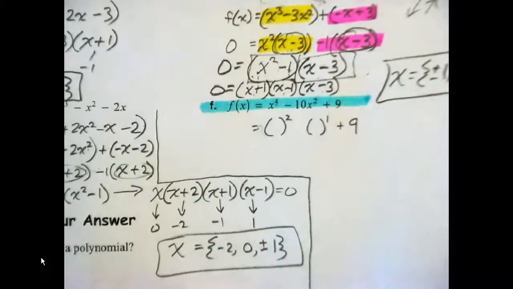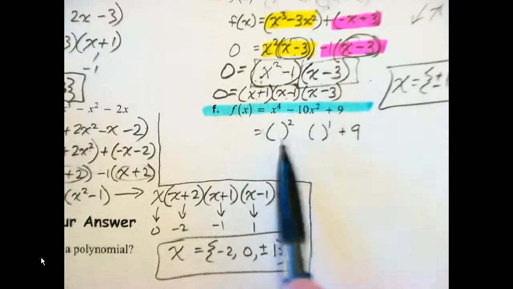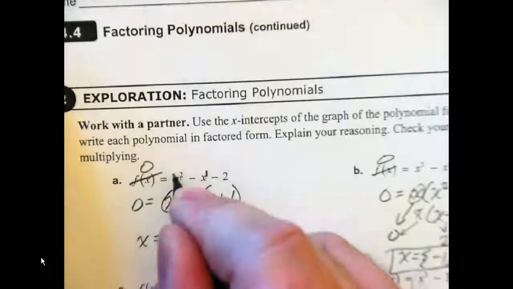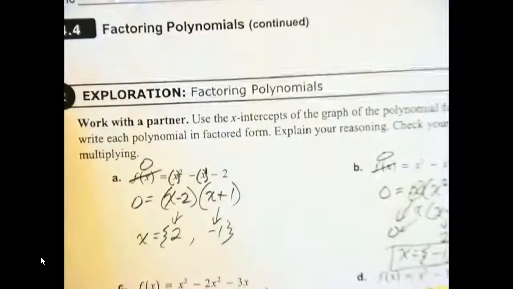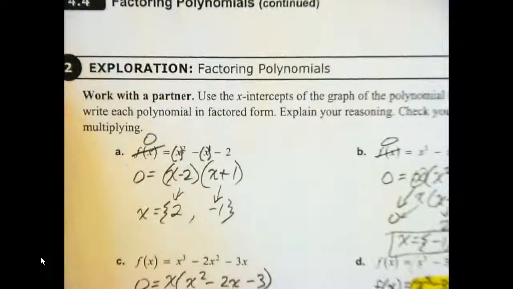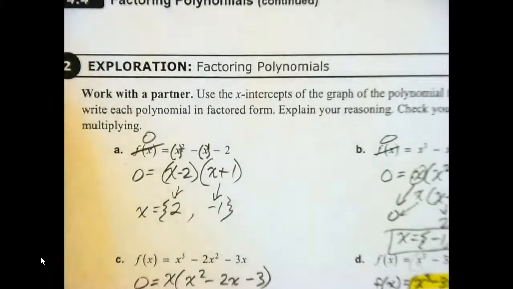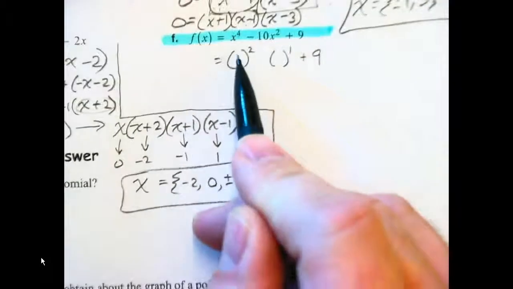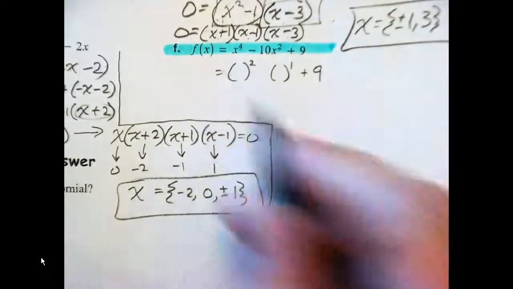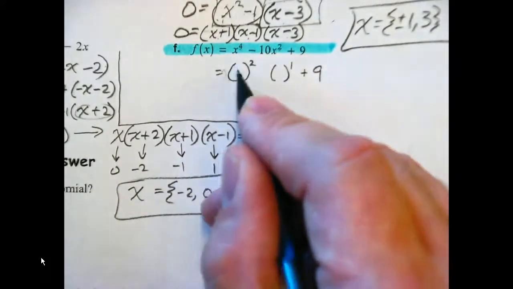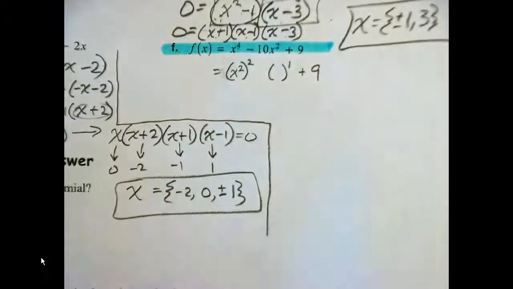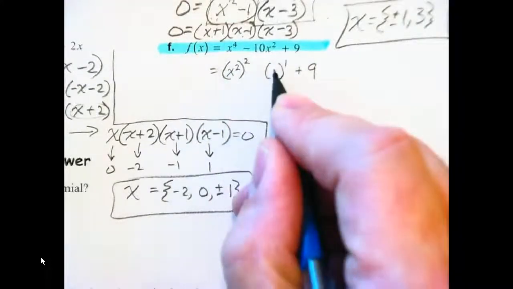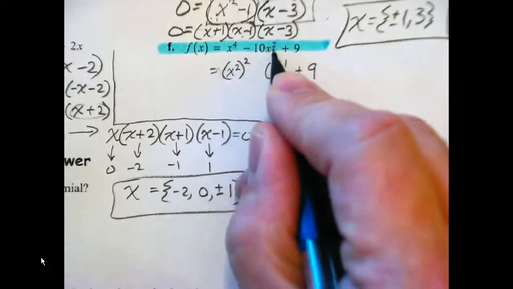Got it? Just like in this one, we have something to the second power and something to the first power and a constant on the end. You guys seeing the relation? Okay. Something to the second. What is being raised to the second power here? X squared. X squared to the second is x to the 4th.